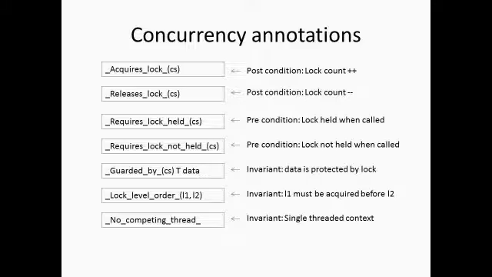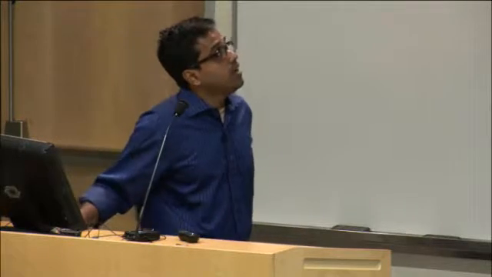We have a few annotations that we came up with. I just wanted to show a few of them for concurrency annotations. We have acquires lock and releases lock, for example, which provide function post conditions to specify when functions acquire and release a lock as a post condition respectively.